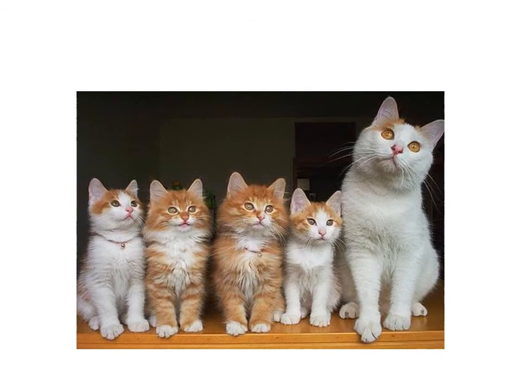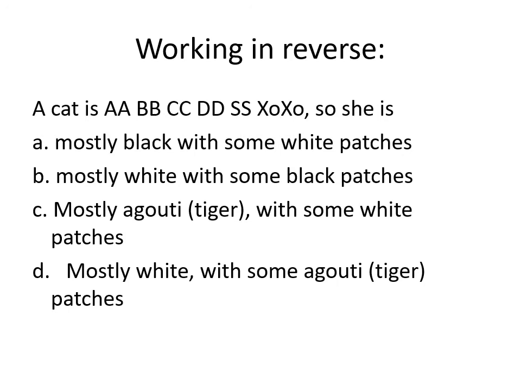Okay, some more. This is a mom and her four kittens. So we can work this process in reverse with a fake cat. We're told that this cat is big A, big A, big B, big B, big C, big C, big D, big S, X, little O. So we can predict her phenotype from that genotype.